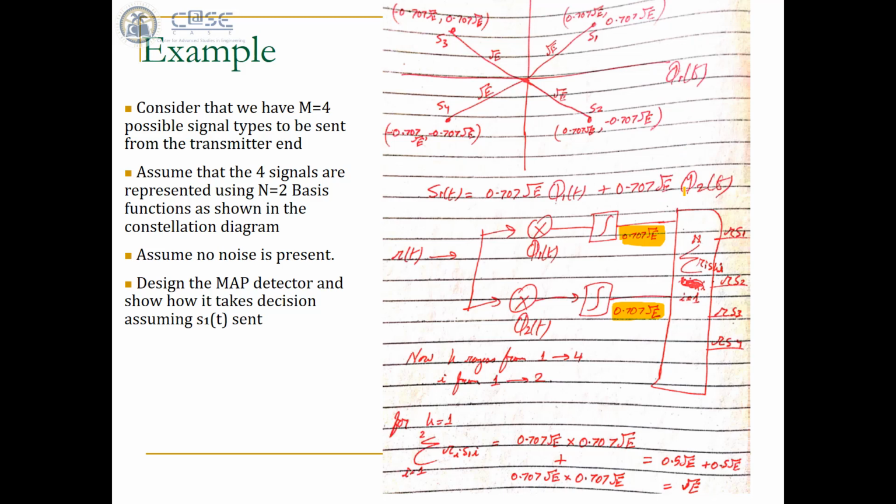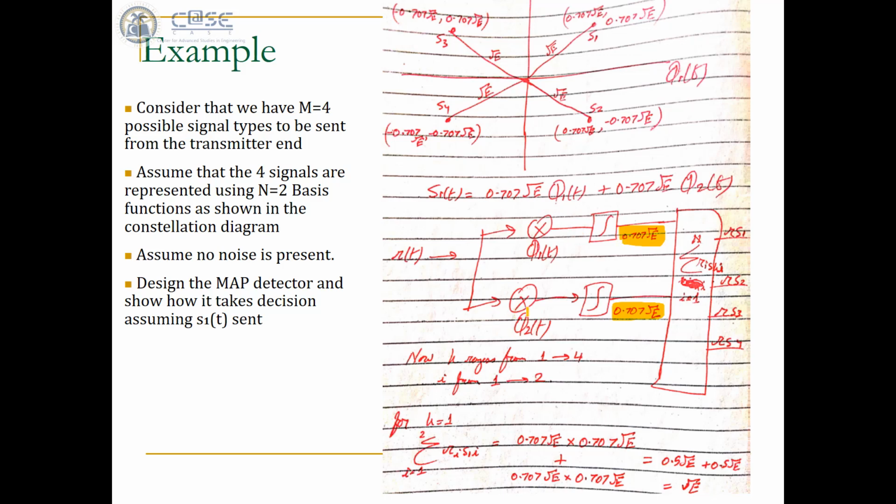So whenever you have two different basis functions being integrated over the period, it will give you 0. So one portion of this multiplication and integral will give you 0.707 times under root E, and the other portion will give you 0. So in the upper branch, you will have 0.707 times under root E coming out as a result.